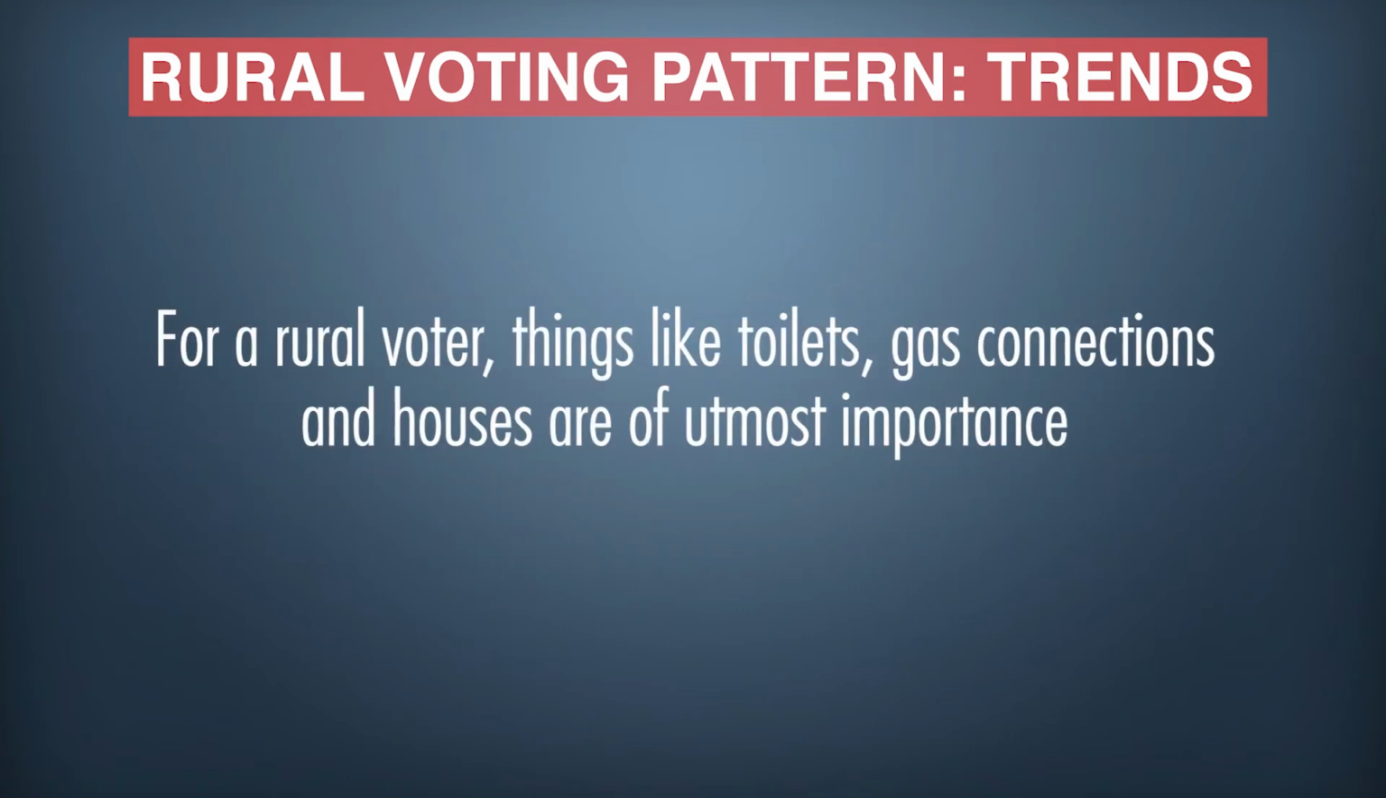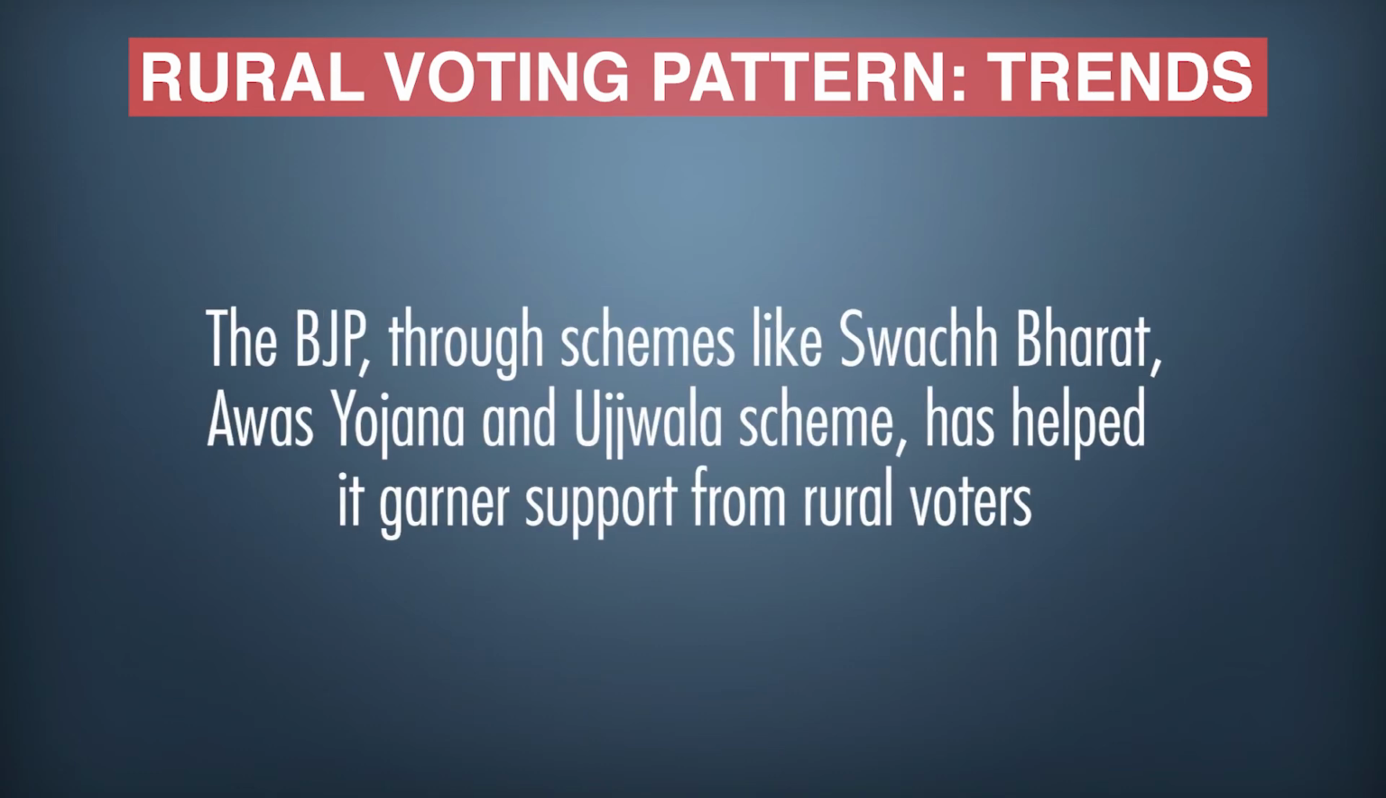For a rural voter, things like toilets, gas connections and houses are of utmost importance. The BJP, through schemes like Swachh Bharat, different home yojanas, and the Ujjwala scheme, has actually tried to garner support among the rural voters. And as such, the BJP, through the successive launching of several famous and popular rural schemes, has tried to come closer to the rural population of India.